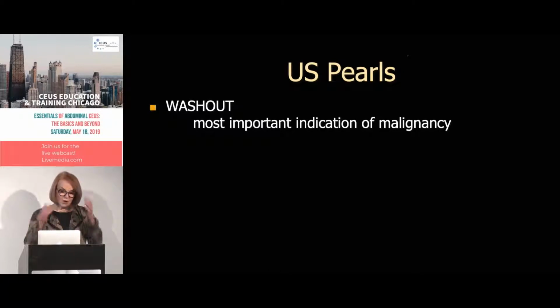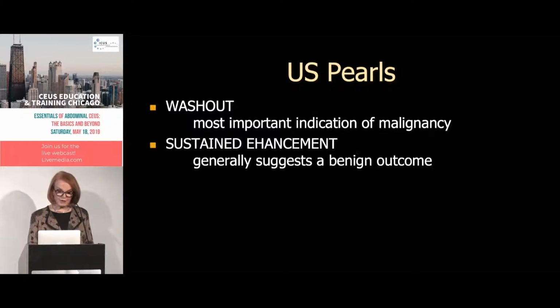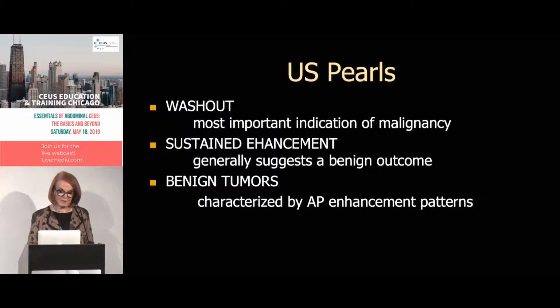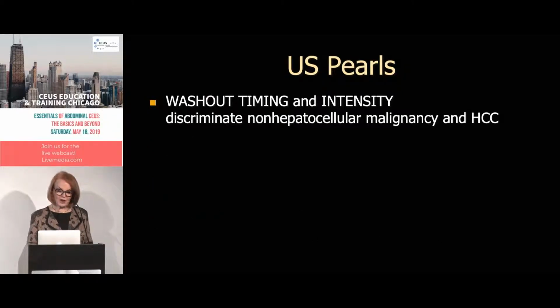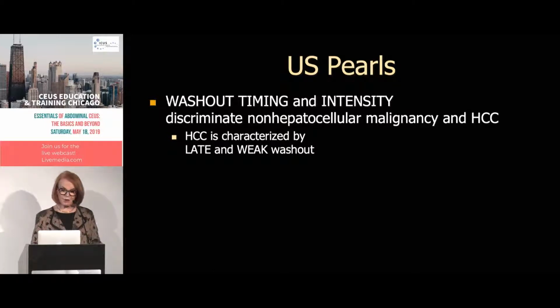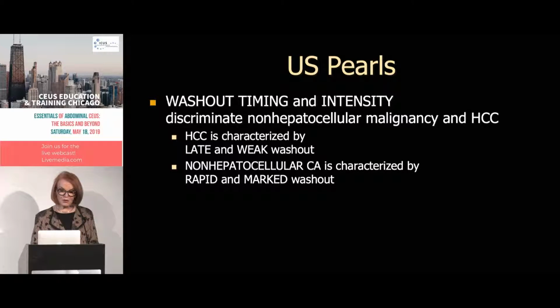So the ultrasound pearls that we talked about are washout as the most important indicator of malignancy. And of course, the corollary that sustained enhancement generally suggests a benign outcome. Benign tumors are characterized by specific and very suggestive arterial phase enhancement patterns. Although we must do the portal venous phase, we're suspicious of their presence as soon as we're doing those arterial phase wash-in clips. Malignant tumors are not characterized by their arterial phase enhancement, but by the presence of washout. And washout timing and intensity discriminates non-hepatocellular malignancy from HCC, in that HCC is characterized by late and weak washout, whereas non-hepatocellular malignancy is characterized by rapid and marked washout.